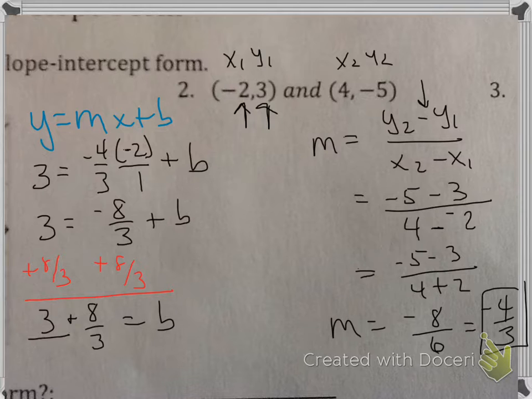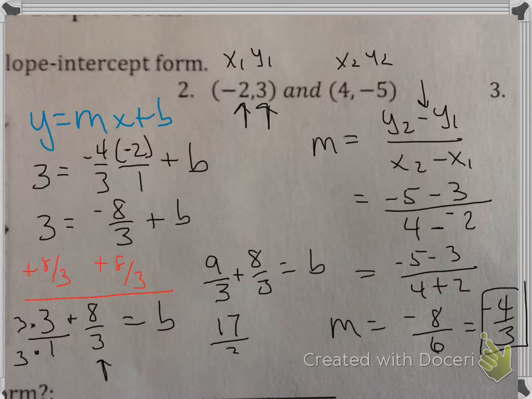Now remember, when you add and subtract fractions, you have to have a common denominator. So I'm going to take the 3 here and multiply it. I want the bottom numbers to be the same, so I'm going to multiply 3 to the top and bottom. And when I do this, I'm going to get 9/3 plus 8/3, and that's going to equal b. So what's 9 plus 8? That's 17, and remember the denominators don't change. So my b is 17/3.